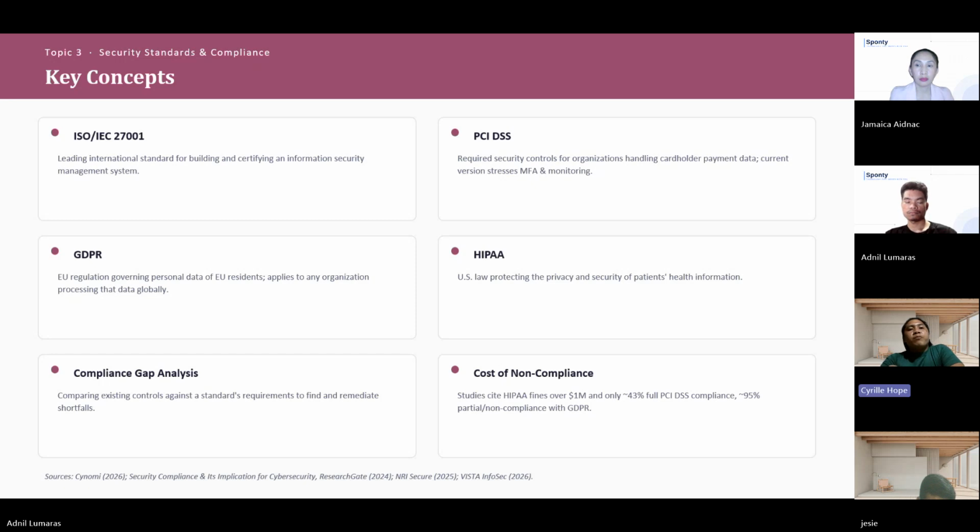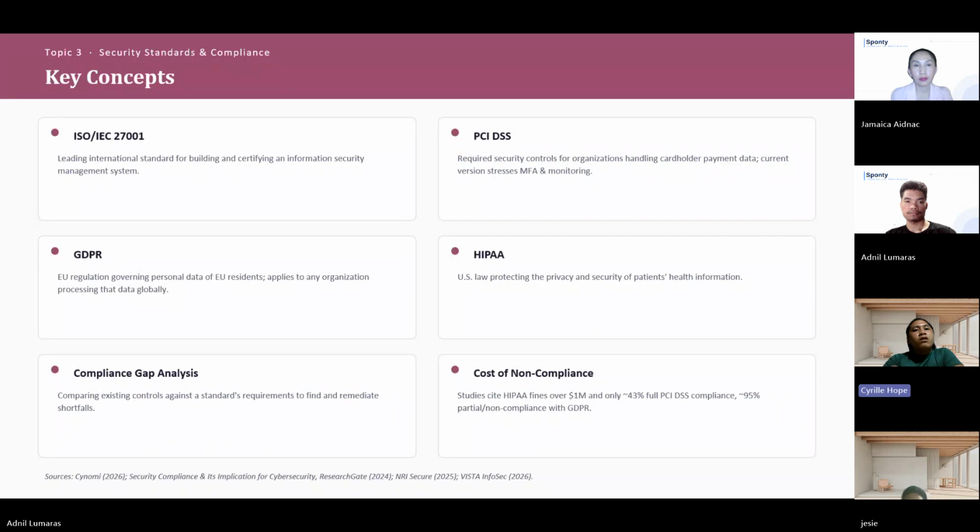Building a compliance program. Practically, organizations typically start with a gap analysis, comparing existing controls such as data encryption, access management, and incident response against the requirements of the applicable standards, then remediating shortfalls before pursuing certification or attestation. This gap analysis is usually where an organization discovers that some of its existing informal practices already satisfy part of the standard, while other requirements need entirely new controls or documentation to be built from scratch.